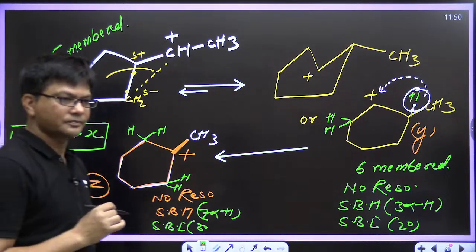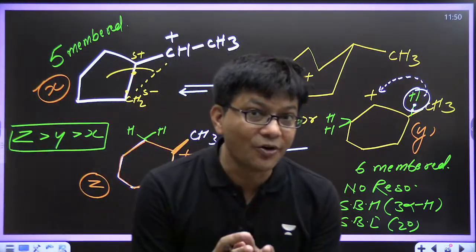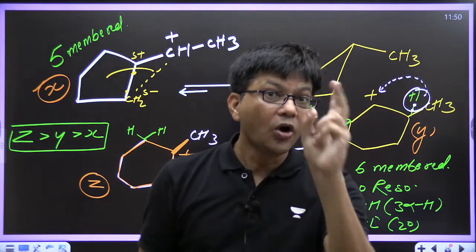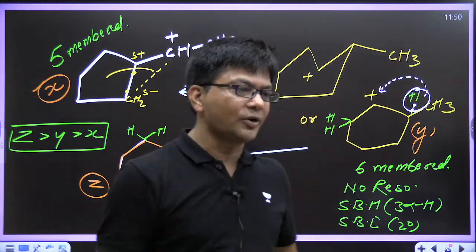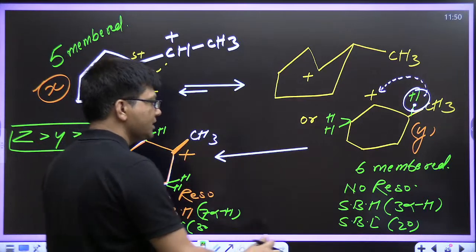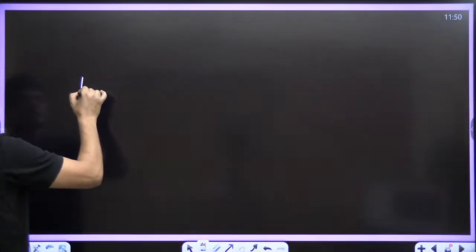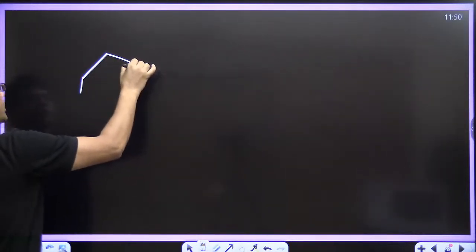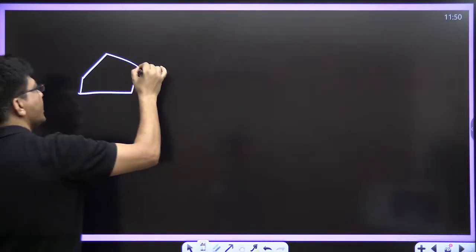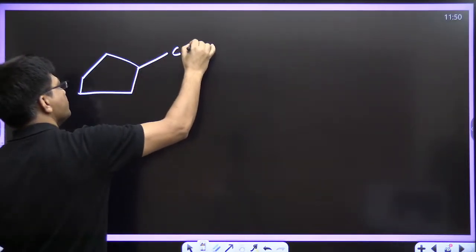Kids, everyone got it? Now, not only these 3 carbocations are going to form, one more additional carbocation will form. That's why it is very, very important. See kids, along with those 3 carbocations, one more carbocation will get formed. See why and how.